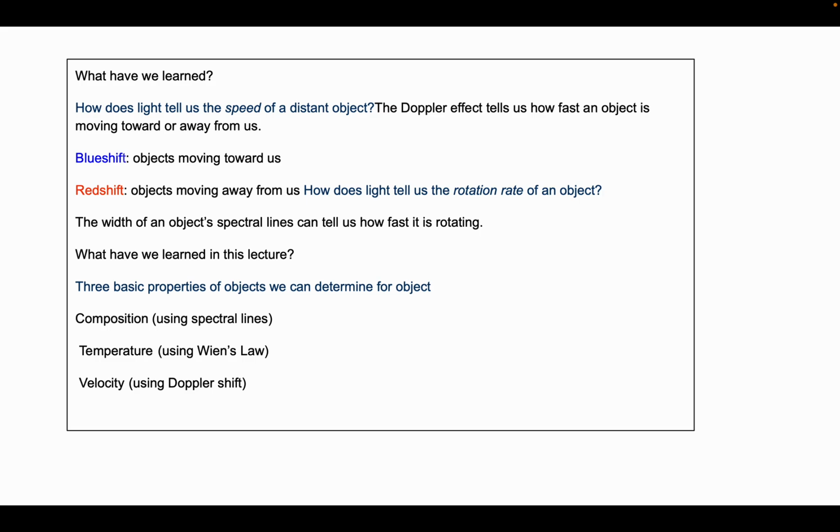So in the sky, we want to measure three different properties of an object. What is the object's composition? That we measure from the spectrum. The temperature is measured using Wien's law, and the velocity is measured using the Doppler shift.